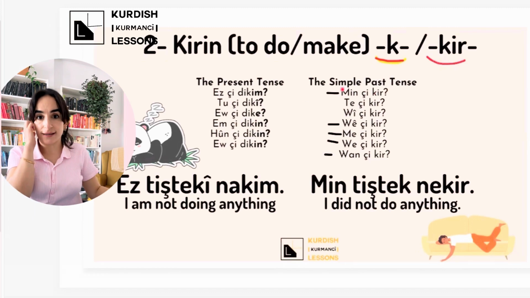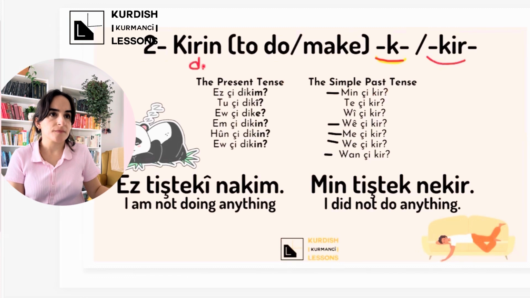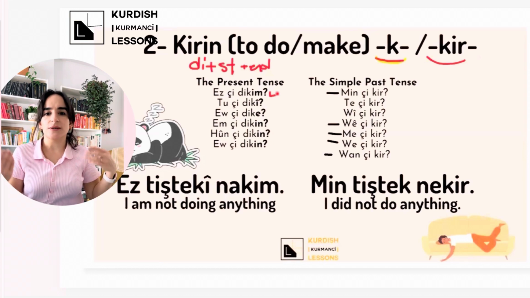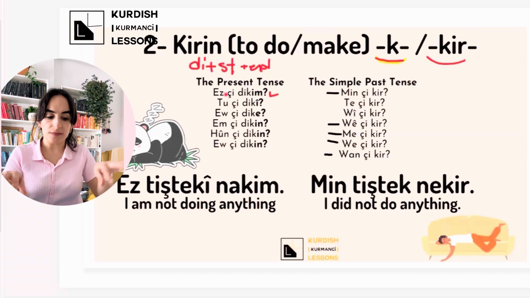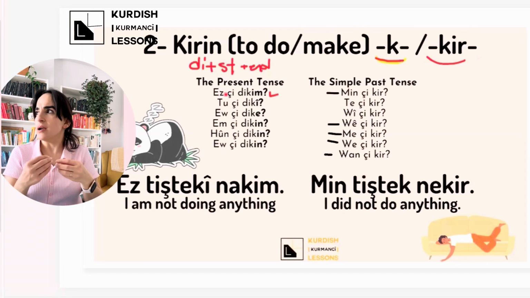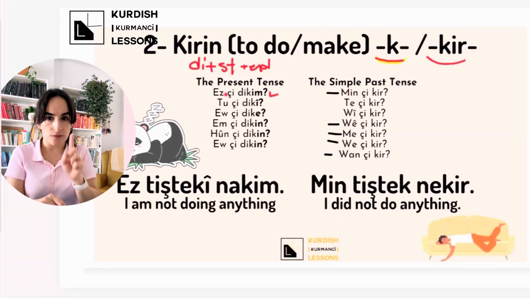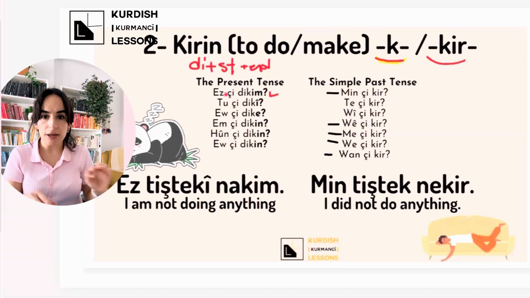For the present, it's easy because for the present stem you put the prefix di, and then the stem, and then the endings. So chidikam, what am I doing or what do I do? In English, when you say what do you do, it's more about your work, right? But in Kurmanji, when you say to chidiki, it means right now what are you doing, or in general how do you spend your time. But it's not about your work, not about your job. Okay. So chidikam, what am I doing?